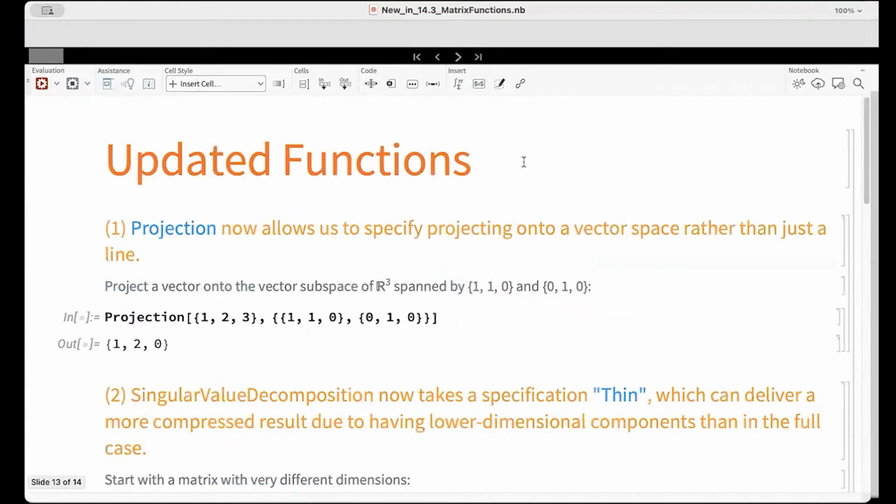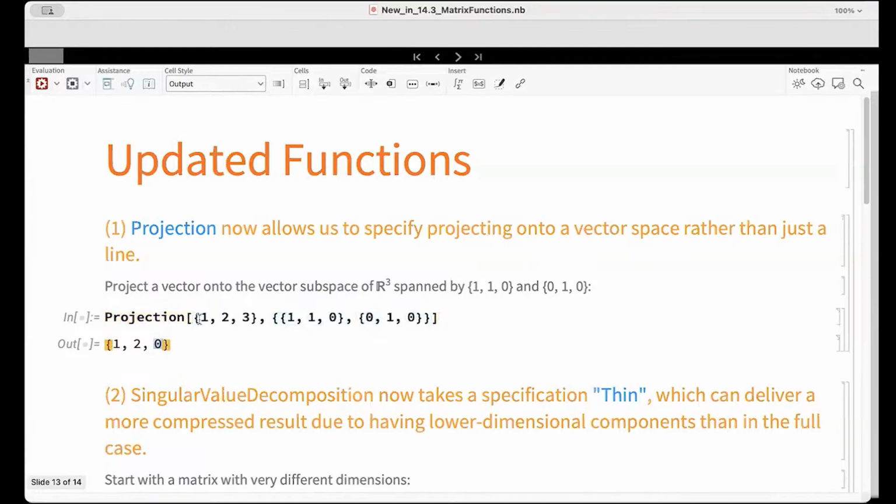Okay, we're getting towards the end. So those were the new functions. We've also updated a couple of functions. Projection. We have always been able to project a vector onto a vector. Now we can project onto a vector space. You give a set of spanning vectors. So here I give these two vectors and I say, project this guy onto that space. And lo and behold, we can do it.